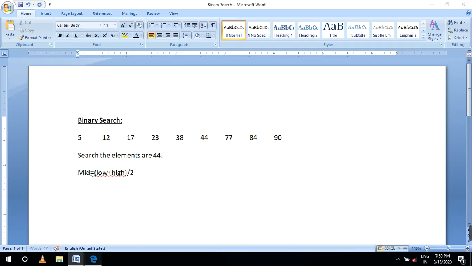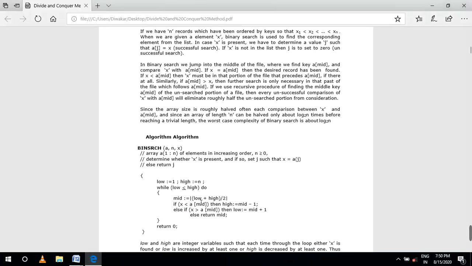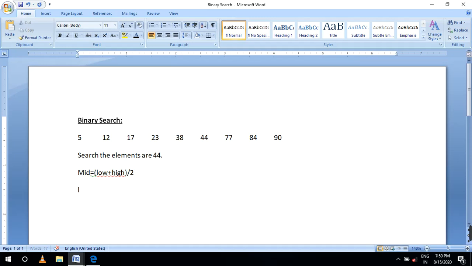You just go through the algorithm. What are the points? Mid value is calculated as low plus high divided by 2. Then the high value is calculated as mid minus 1, and the low value as mid plus 1. So low value equals mid plus 1, and high value equals mid minus 1. This is a very important formula if you are searching for elements.